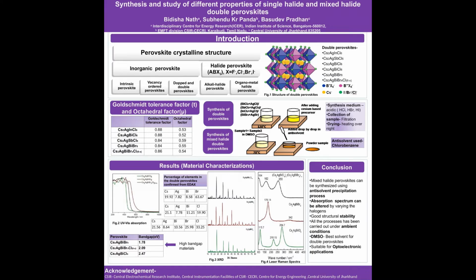Now talking about the results, which include the material characterizations. From the UV-vis spectrum, it can be said that all the materials are very high band gap materials, and these are not that suitable for solar photovoltaic application.